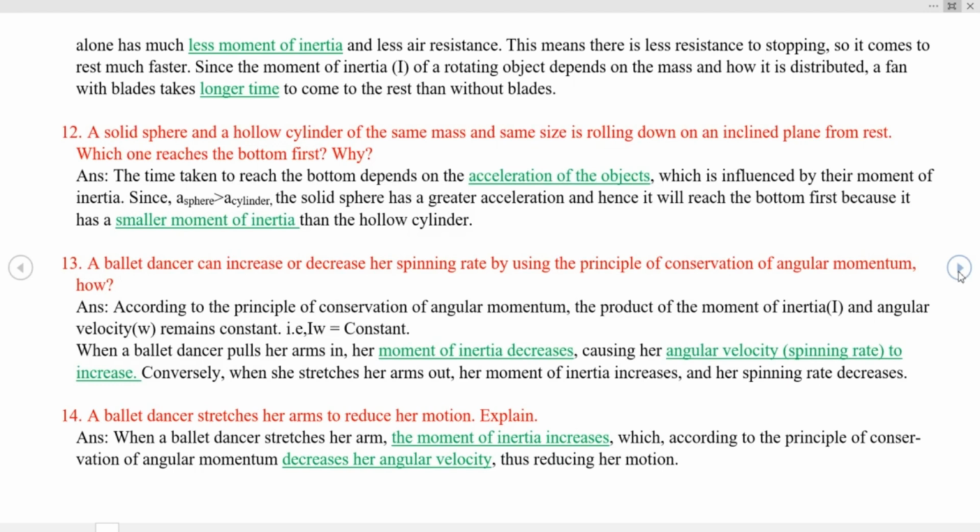Since the moment of inertia of a rotating object depends on the mass and how it is distributed, a fan with blades takes longer time to come to rest than without blades.